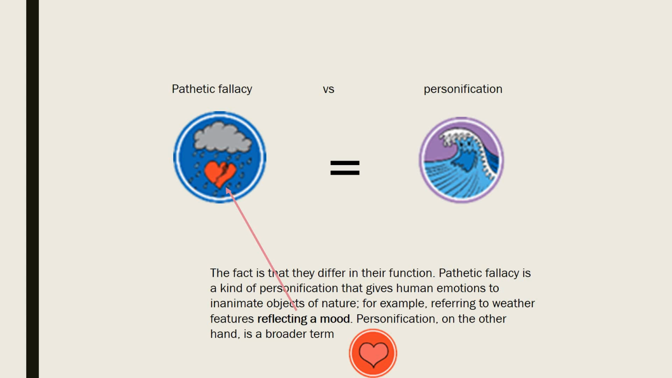Personification gives human emotions to inanimate objects of nature. For example, referring to the weather.